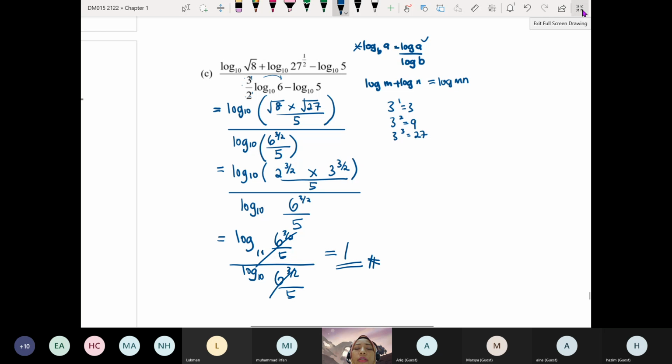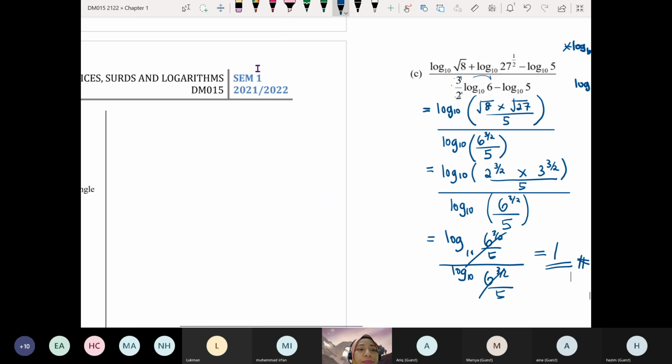So you use the correct properties. You look at it: the top and bottom are the same, 236, 6, 3/2, 6, 3/2. Okay. So cancel out top and bottom. So it equals 1. Okay. So that's for C.